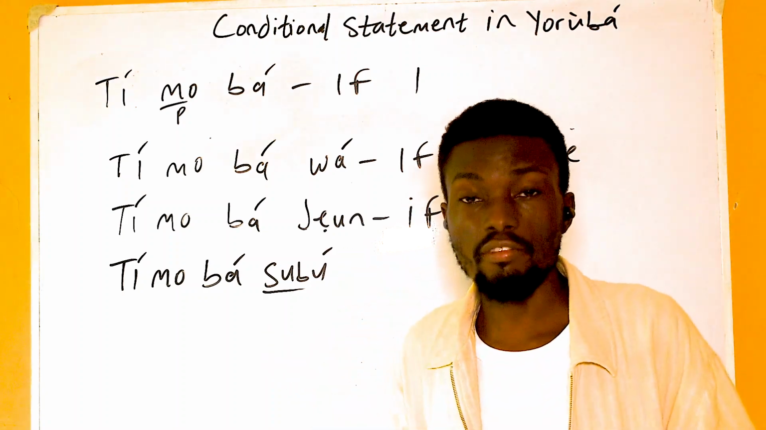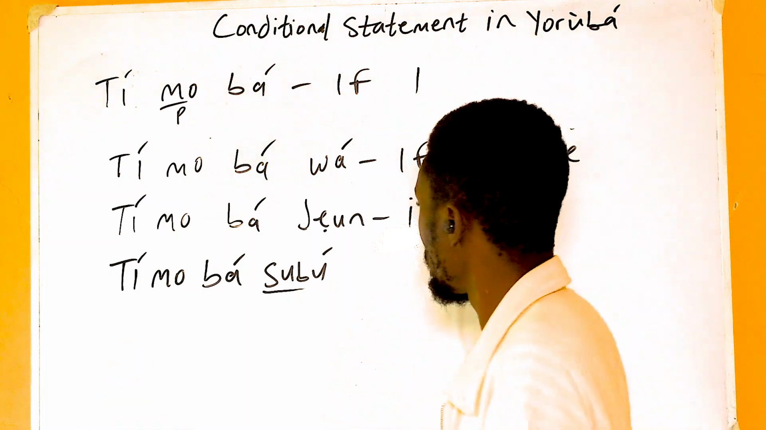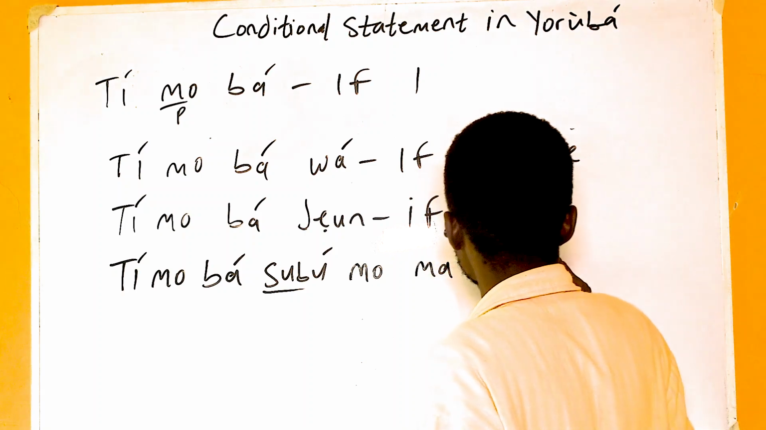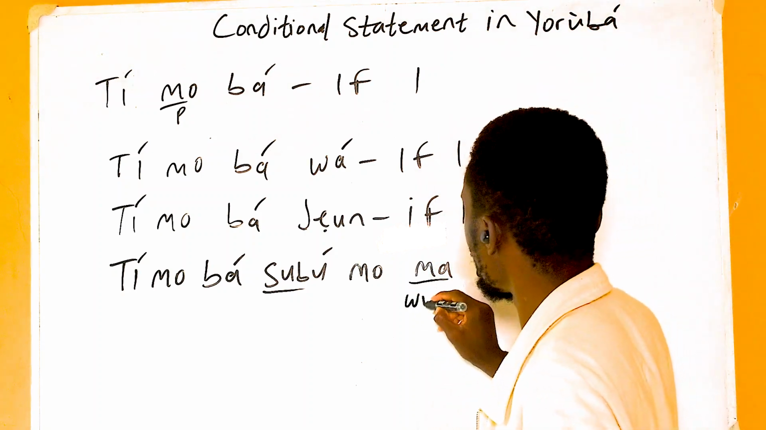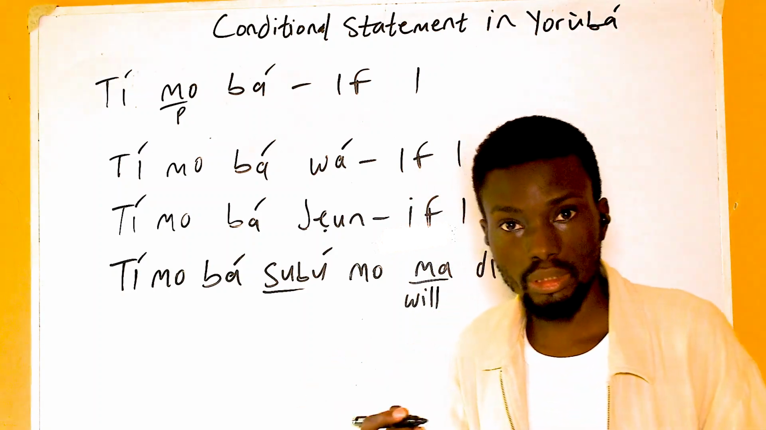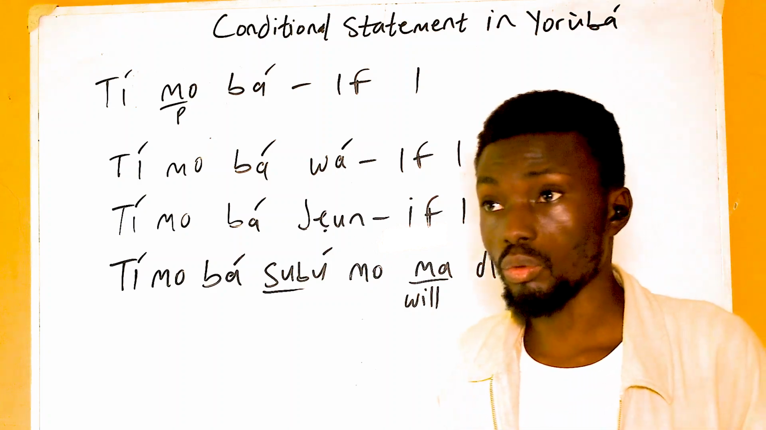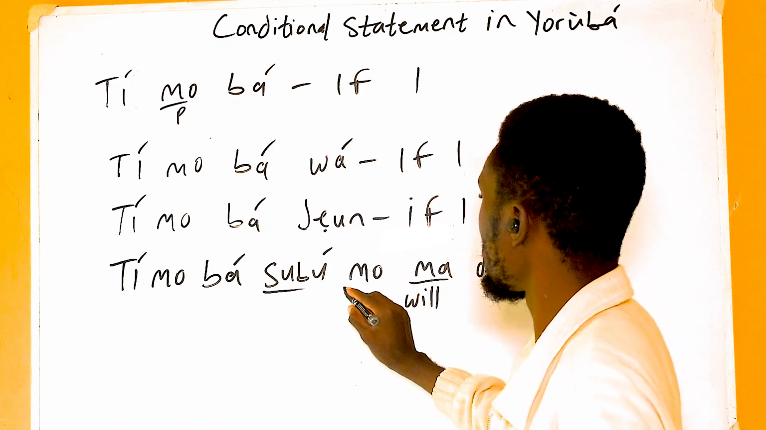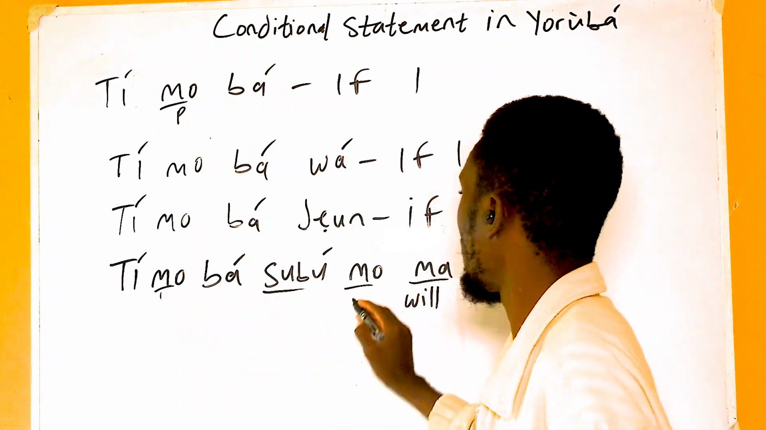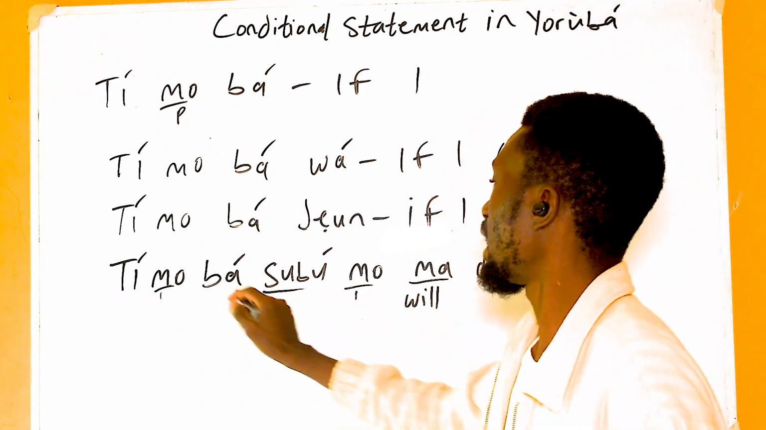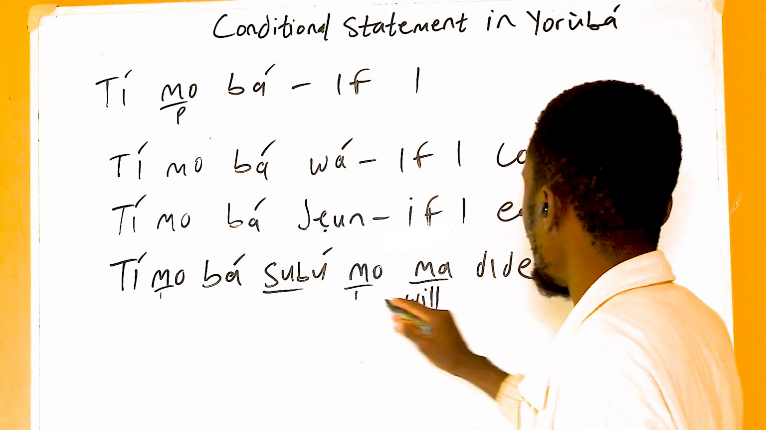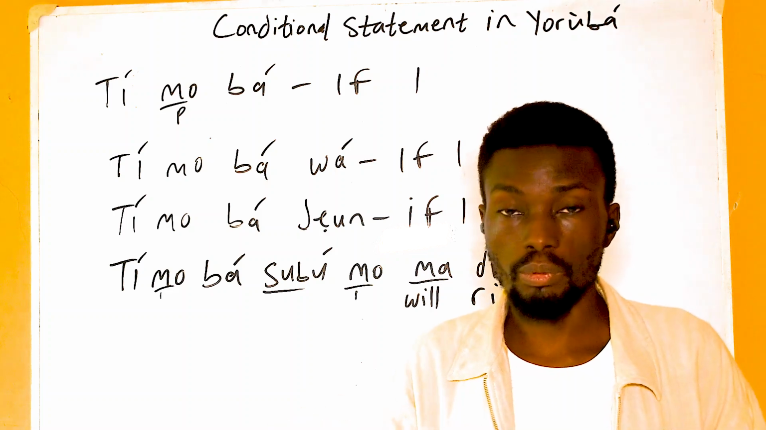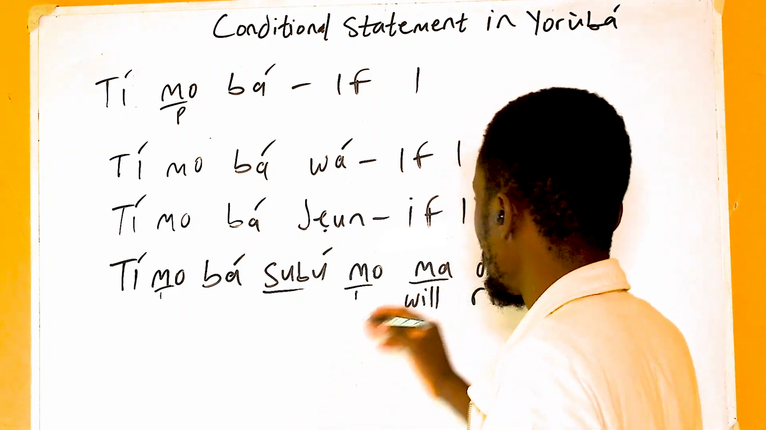It's conditional. If I fall, I will rise: "Tí mo bá ṣubú, mo máa dìde." "Ma" in Yoruba is "will". It is used when you are talking about what you have not done already or what is impending. "Mo" is still the same, the pronoun I. "Tí mo bá ṣubú", if I fall; "mo máa dìde", I will rise. "Dìde" can be rise or stand up.